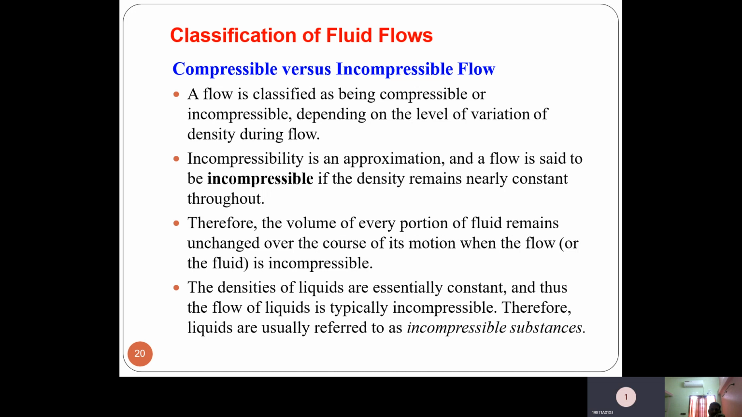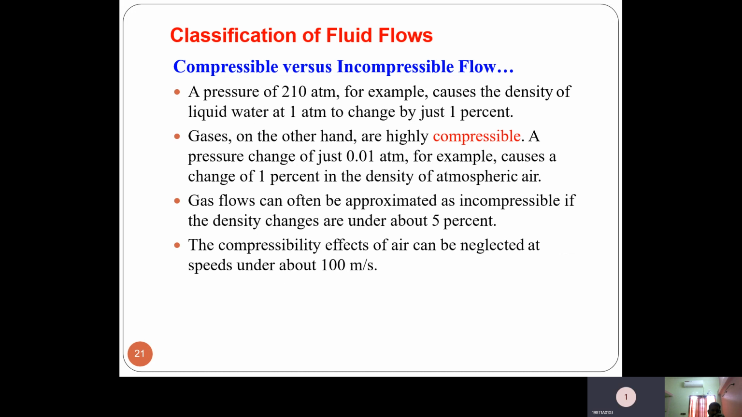How does the density remain constant? What is the expression for density? Density is equal to mass by volume. If the volume remains the same, then the density will also remain the same. That is, all liquid flows are considered incompressible fluid flows. Next, come to the next slide.